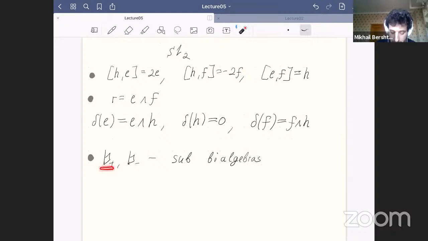What that means? B plus is generated by E and H, and it is a subalgebra, and our coproduct delta preserves it, mapping B plus to B plus tensor B plus, and the same for B minus. So in order to quantize SL2, it is natural to first quantize B plus, then quantize B minus, and then somehow glue together these two quantizations. And this will be our strategy.